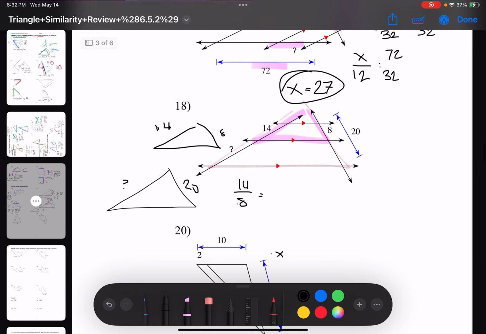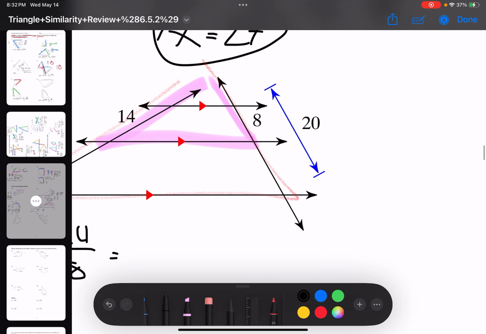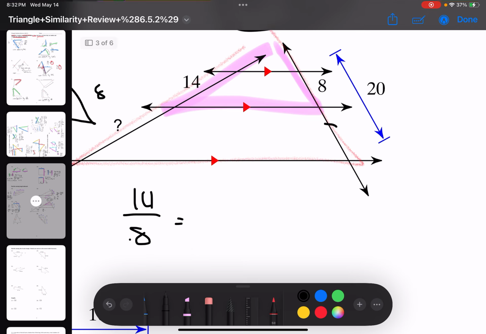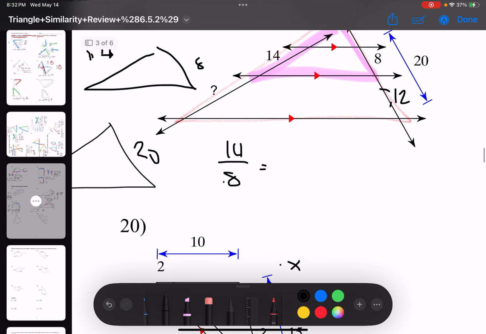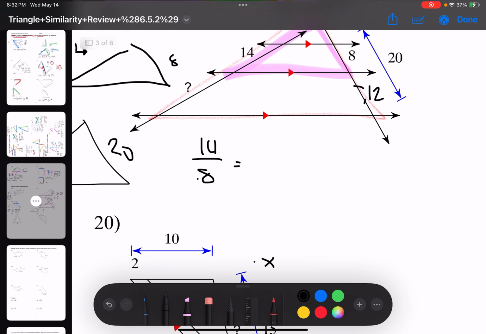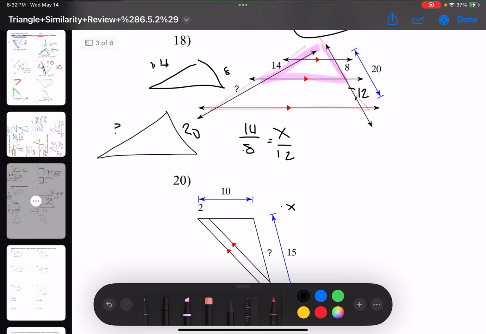I missed a step. This is the step we've been doing this whole entire time, bro. We could have found this missing side right here, and you just do 20 minus 8, that would be 12. So this side is 12, in which then you do x over 12. Okay. But to me, that doesn't really make sense.